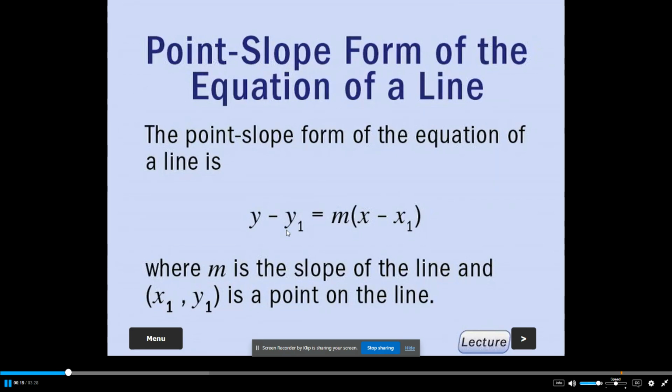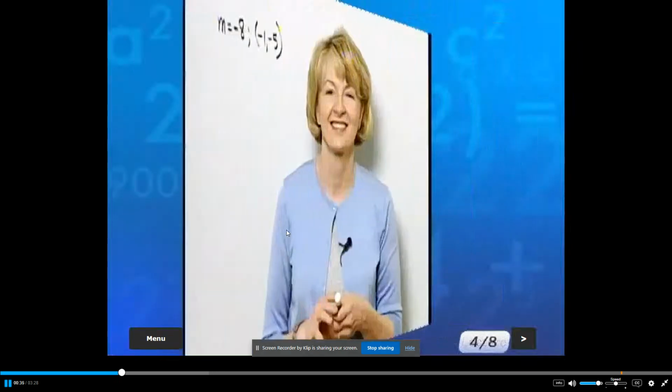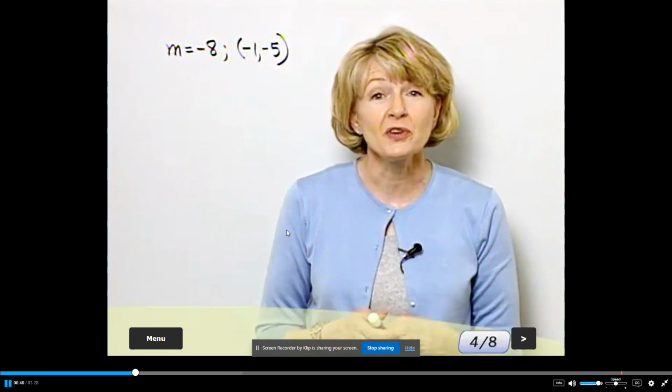The point-slope form of the equation of a line is y minus y sub 1 is equal to m times x minus x sub 1, where m is the slope of the line and (x sub 1, y sub 1) is a point on the line. Notice why this is called the point-slope form: if you have a point and a slope, you can write an equation of the line.